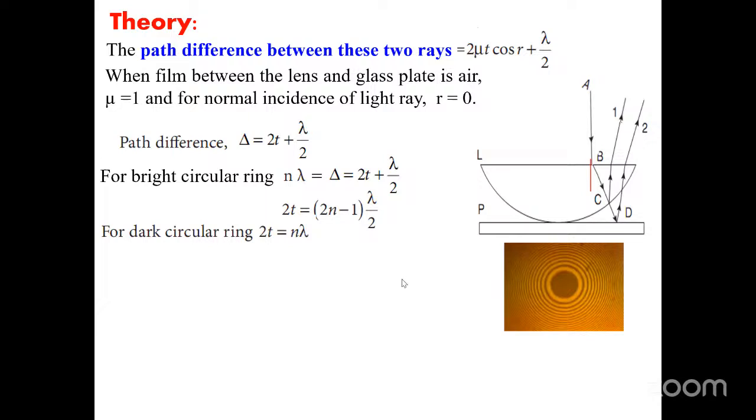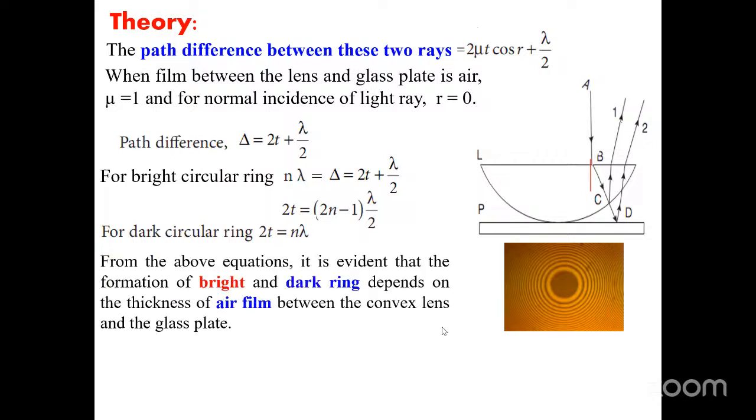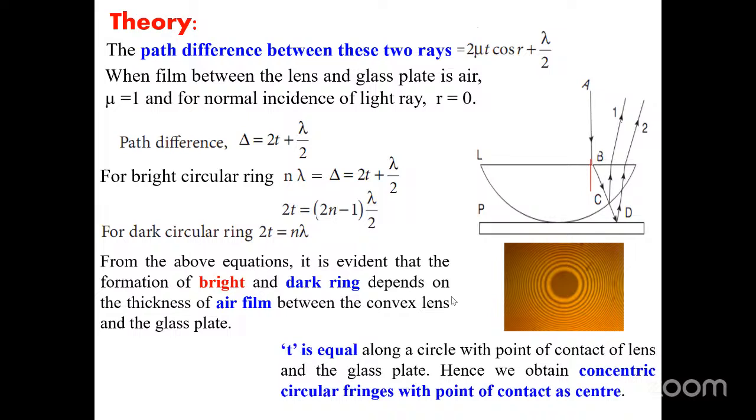For a bright circular ring, 2t plus lambda by 2. So by simplifying these two equations, 2t equals (2n minus 1) into lambda by 2. Dark is this one, n lambda. So there is evidence of the bright and dark rings, which depends on the thickness of the air film between the convex lens and glass plate.